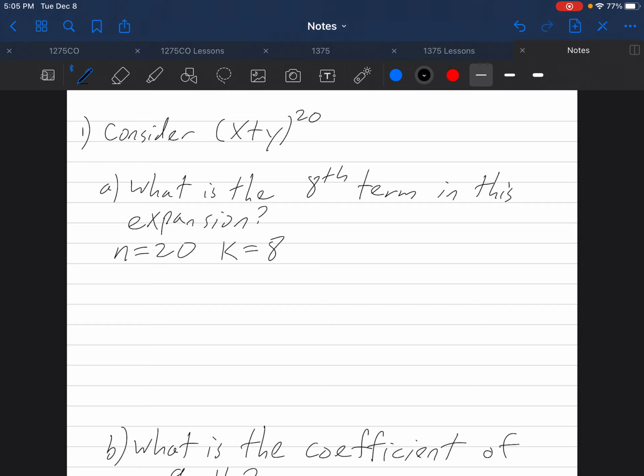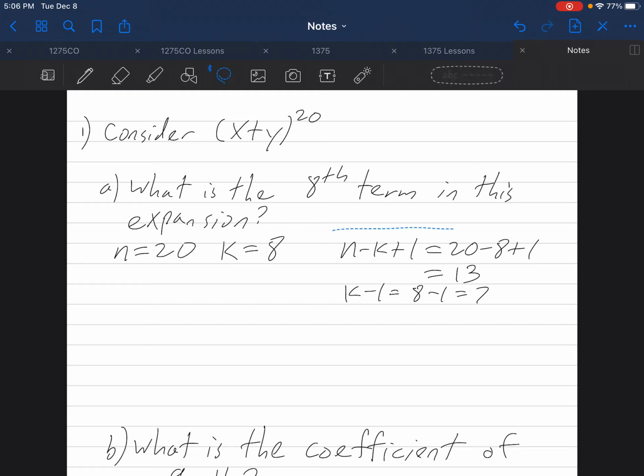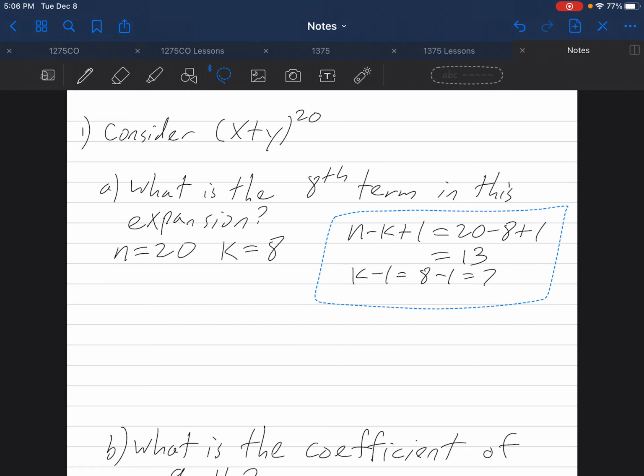K is going to equal 8, which means that n minus k plus 1, which is our first exponent there, is going to be equal to 20 minus 8 plus 1, which is equal to 13. In addition to that, k minus 1 is going to equal 8 minus 1, which is equal to 7. Right, so these are the numbers we're going to need to use when we are figuring out what this term is going to look like.